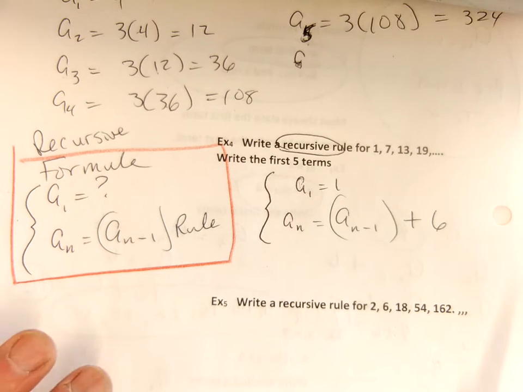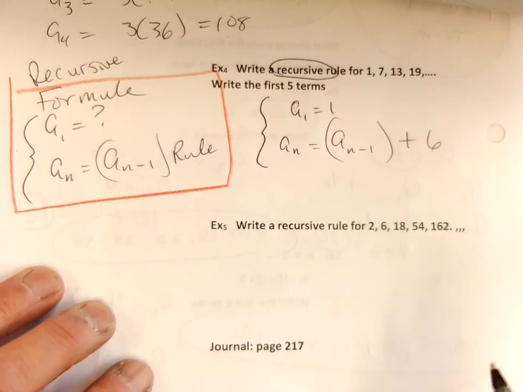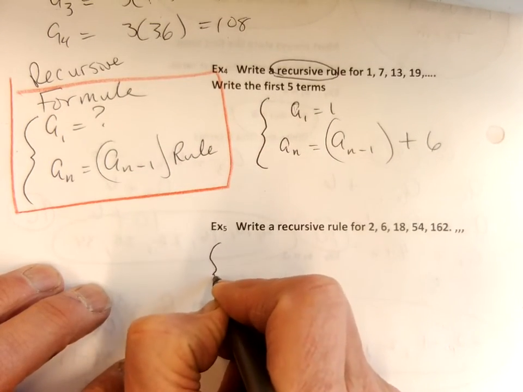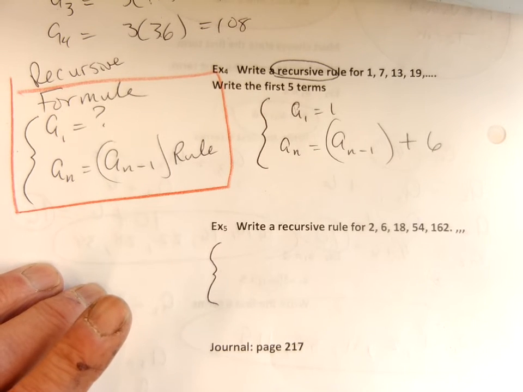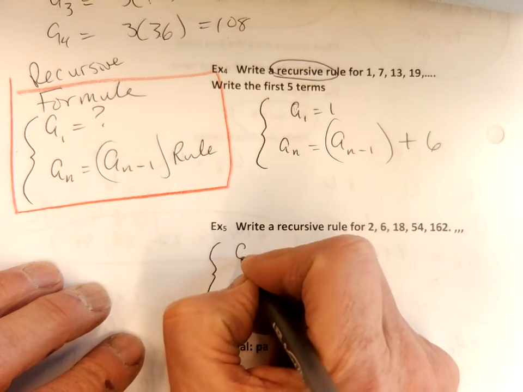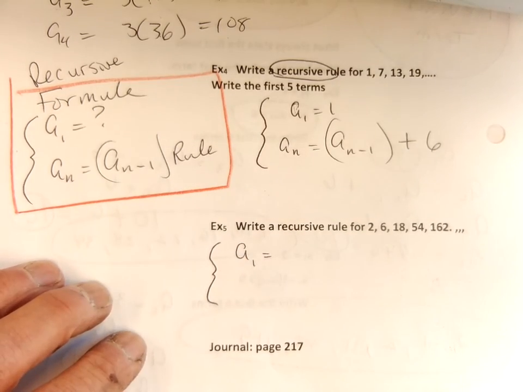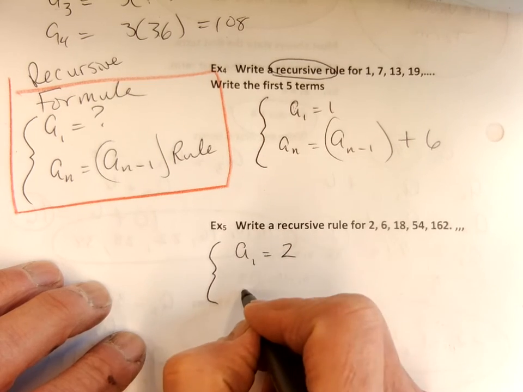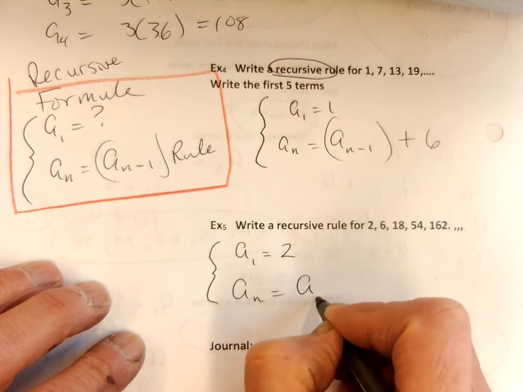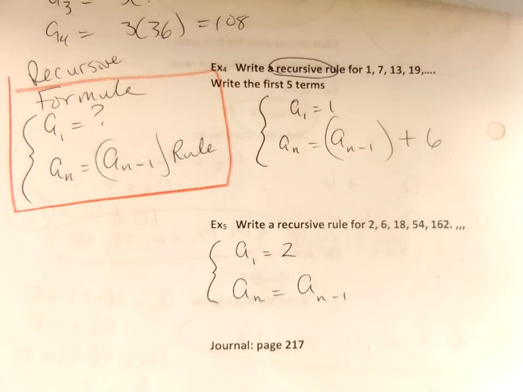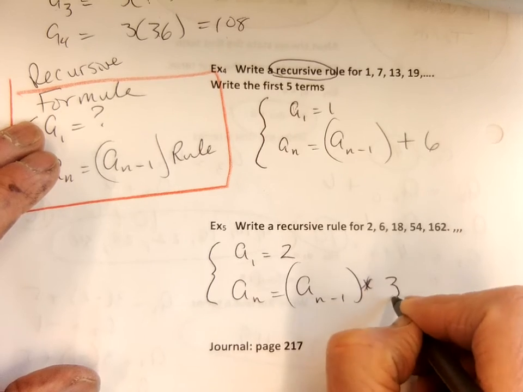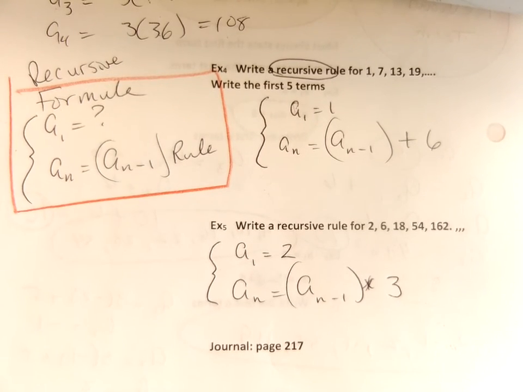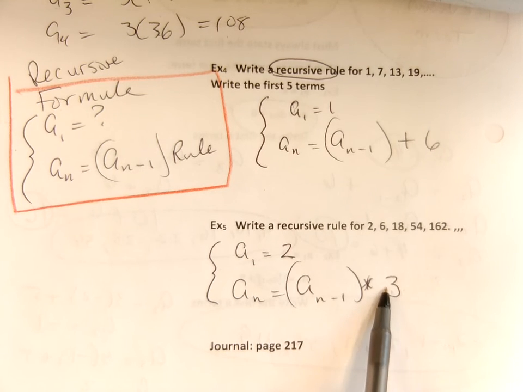Good. So example 5. Let's make a rule. So the first thing we got to do is what? What's the first thing we have to write? Got to know where to start. Does that make sense? You have to know where to start. So you got to list A1. What is A1? 2. Good. And then you got to make a rule. A of n equals a of n minus 1, and tell me what's going on. So we're going to multiply it times 3. That's it. That's the rule. Start at 2 and keep multiplying by 3, multiplying by 3, multiplying by 3, right?